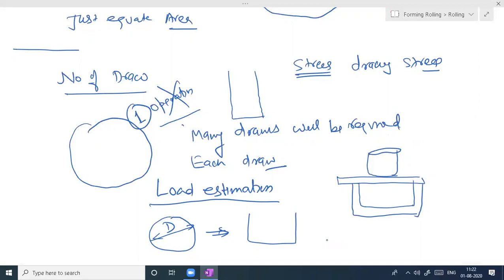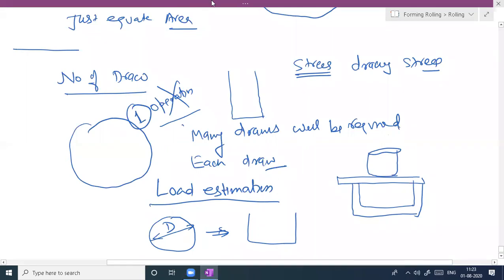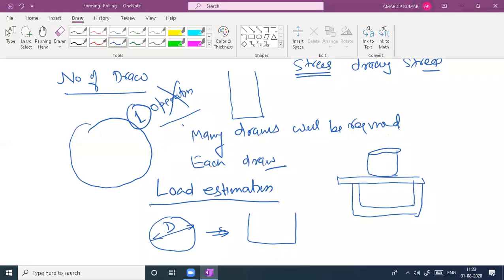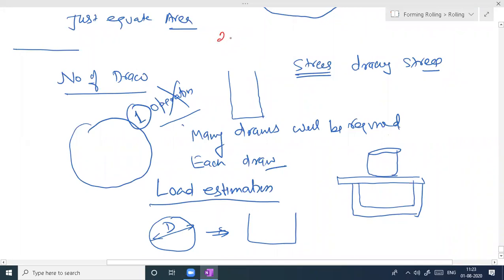282.84. Yes, 282 was the answer to the previous question. Ravichandran is saying that is the correct answer, 282 millimeter. Okay, fine. So we are now discussing the load estimation part. You have to understand that load estimation part.